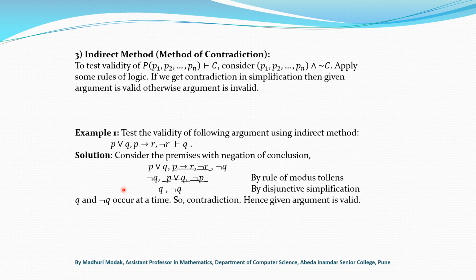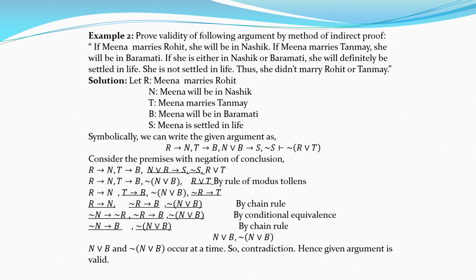So we are getting Q and negation Q at a time. But whatever the statement Q is, if Q is happening, negation Q cannot happen. If negation Q is there, then Q cannot be possible. So Q and negation Q cannot occur at a time. But here Q and negation Q are occurring at a time. So, contradiction. Hence the given argument is valid.